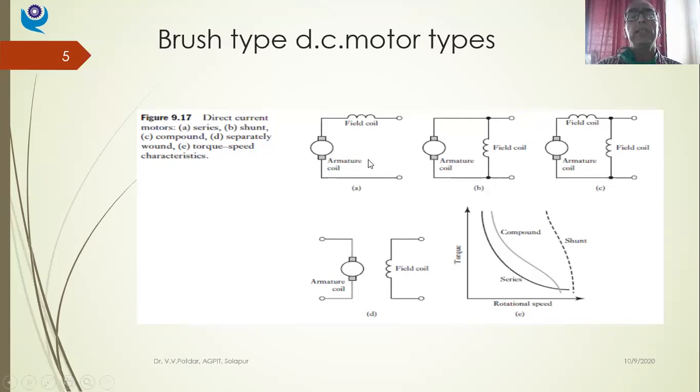Now each of these types has relative benefits. As I said earlier, based on my requirement, I'll be selecting either a series motor, a shunt motor, a compound wound motor, or a separately excited motor. It also depends on what type of control you want to have on your motor, whether I want precise control, or whether a gross or coarse control is sufficient. So based on my requirements, I'll be selecting the appropriate type of brush type DC motor for my application.